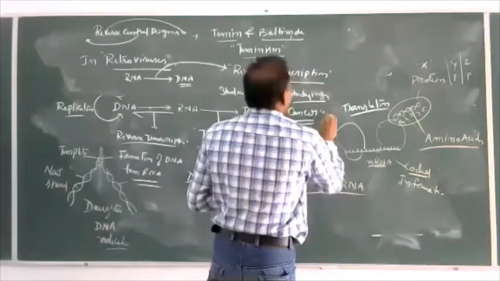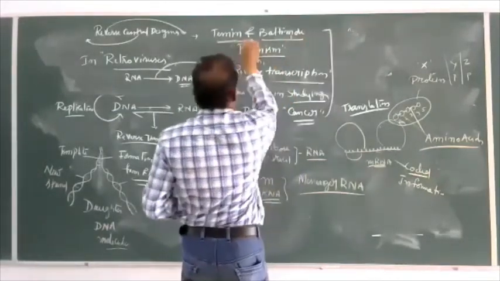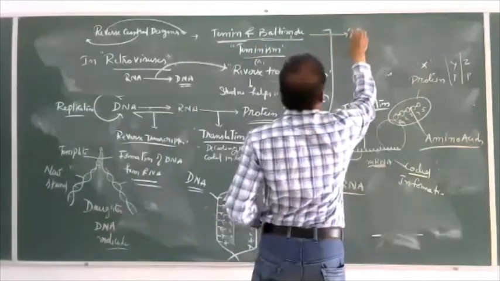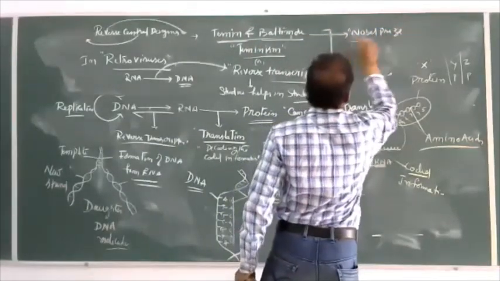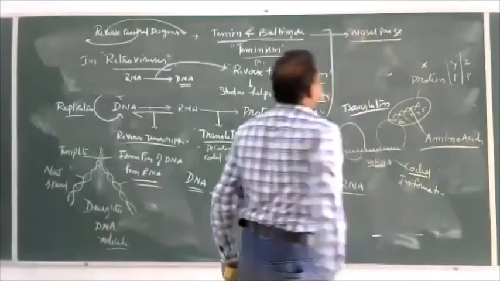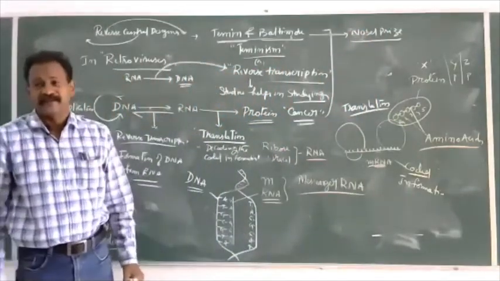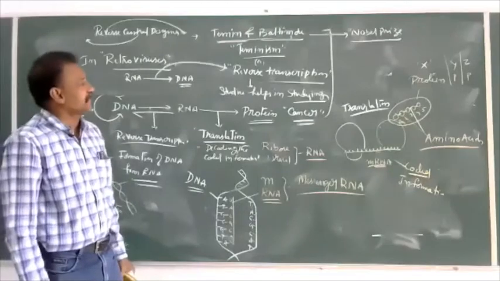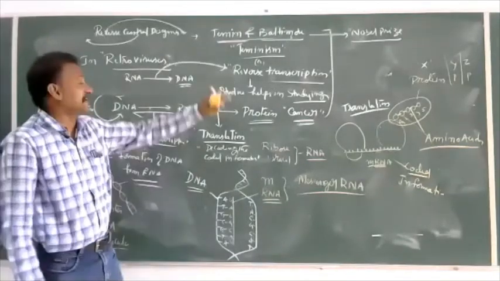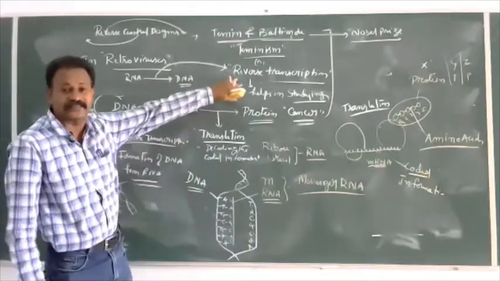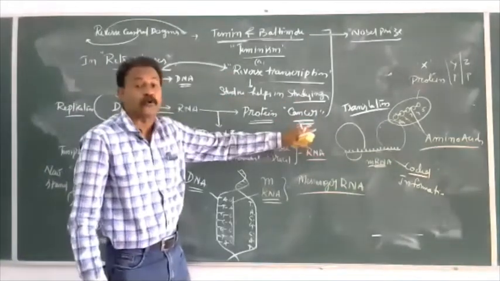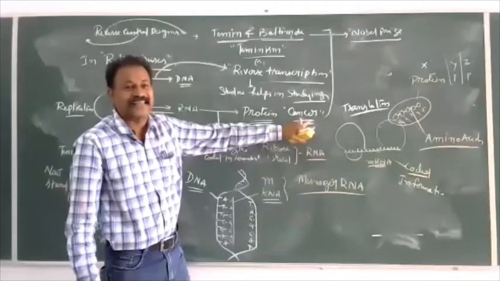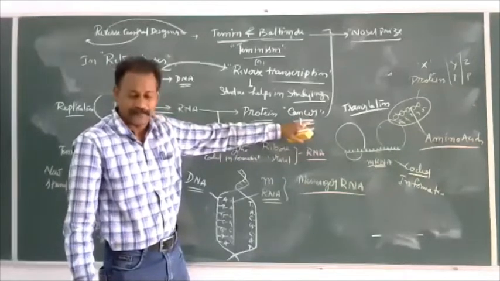That's why Temin and Baltimore got the Nobel Prize in the early 70s for their discovery of the reverse transcription process. And the reverse transcription process helps in the study to understand cancer and to cure cancer.